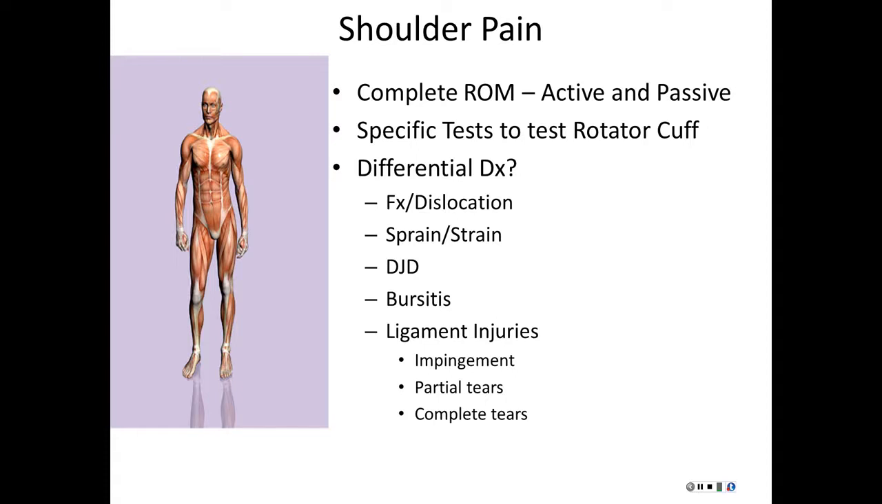Okay, shoulder pain: check complete range of motion, active and passive. Look at specific tests to test the rotator cuff. Differential diagnosis: look for any fractures, dislocations, sprains, strains, degenerative joint disease, bursitis, ligament injuries, impingement, or any partial tears or complete tears.